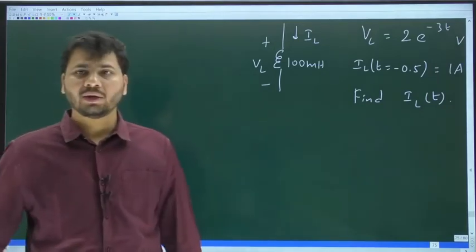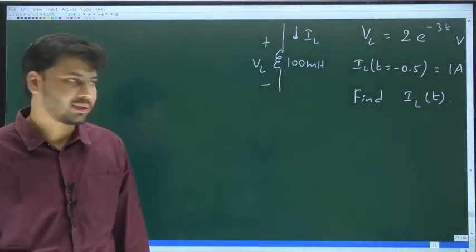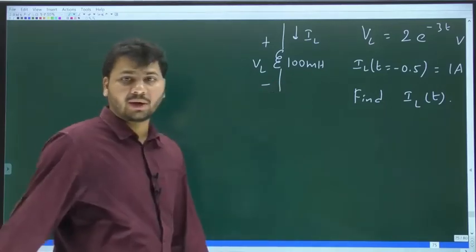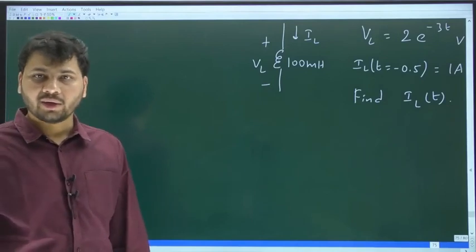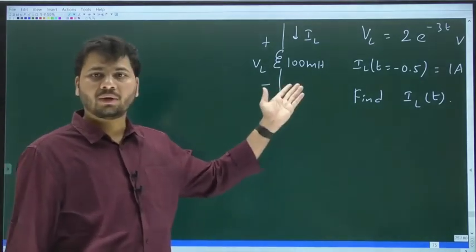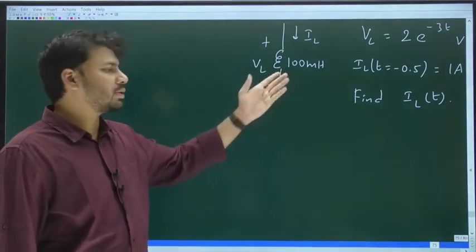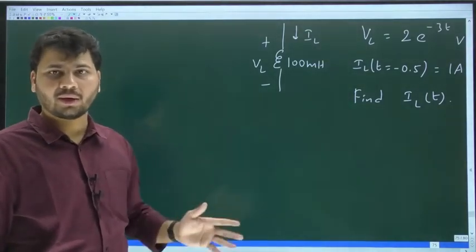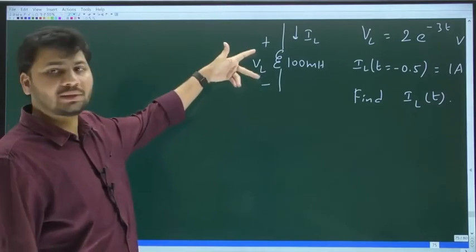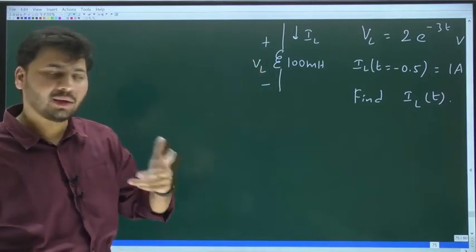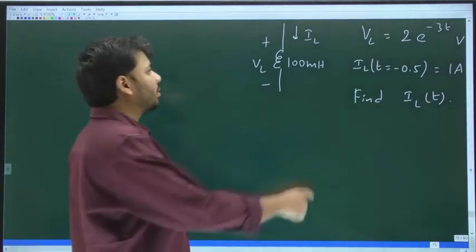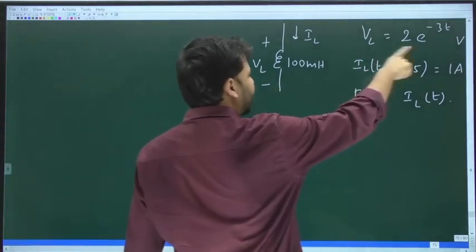On the screen, you can see the first question. Here we have an inductor whose value of inductance is 100 millihenry. The value of L is 100 millihenry. The voltage across the inductor is denoted by VL, and the current through the inductor from plus to minus is IL. What is given for the inductor? The voltage drop is given.